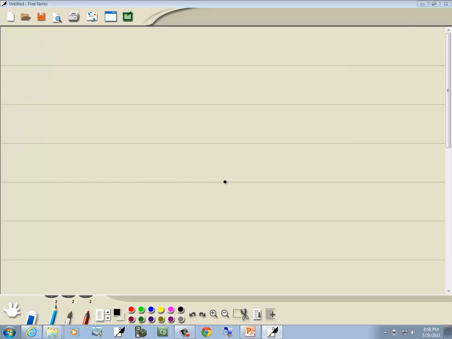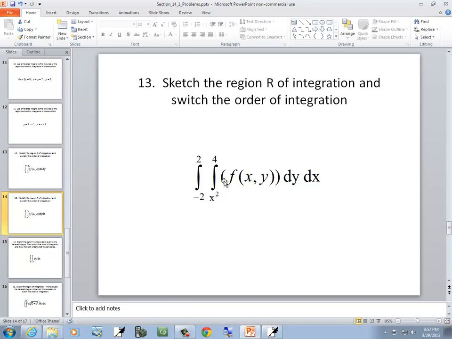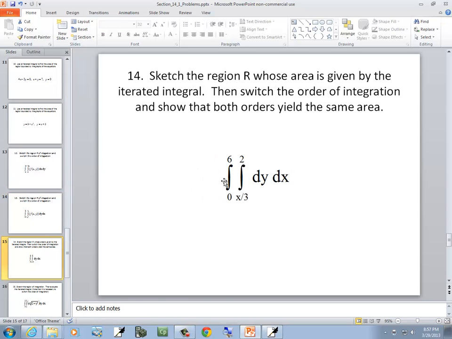Okay, so let's look at our next one, which is 14. Now this one's a little bit different. We're going to sketch the region whose area is given, switch the order of integration, and show that both orders yield the same area. So we'll work it twice and show that they give you the same result.